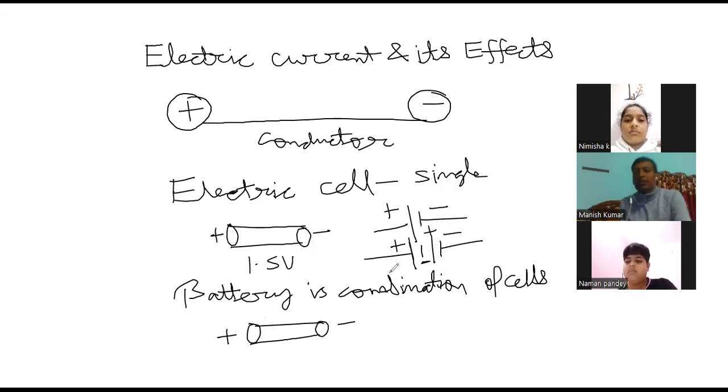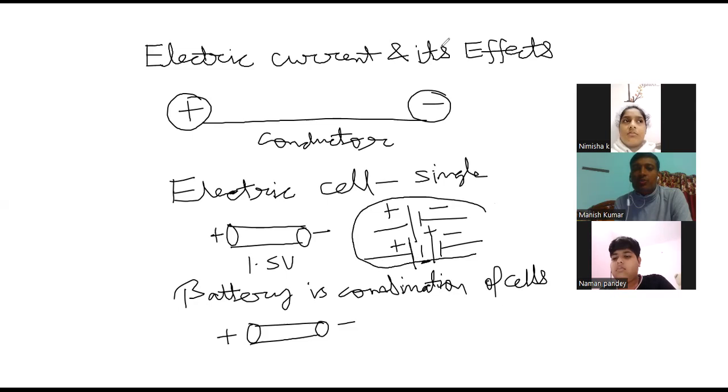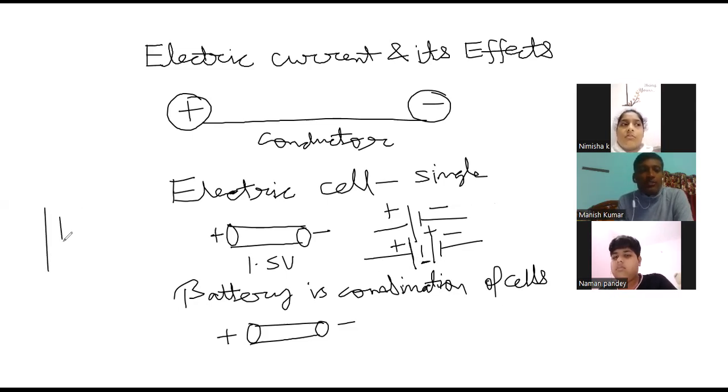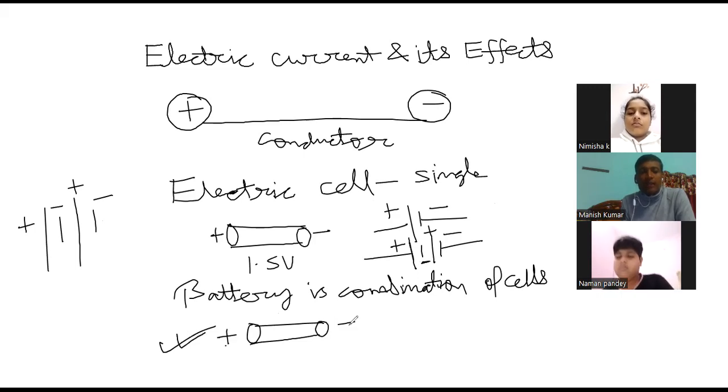So whenever the connections are to be done, we have to keep this symbol in mind. How to connect, which one to connect to which one. Like I have shown you plus minus plus minus. This is plus, this is minus, this is plus, this is minus. Now here the cell that we have taken, here there is a plus terminal and minus terminal.